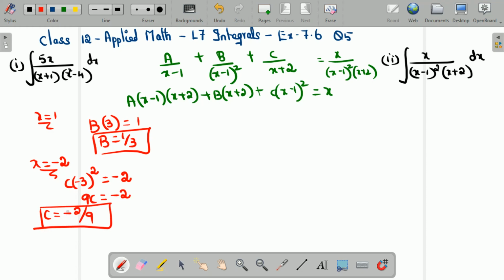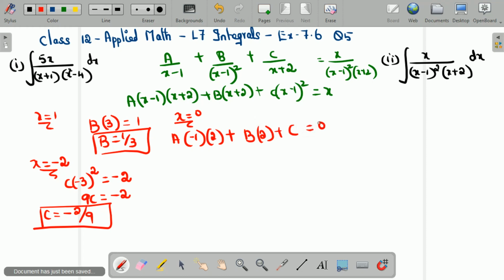Now that you got these values, so whatever you put, there will be an expression. So I'm going to try with a simple value of x is equal to 0. So a into (0 minus 1) is minus 1, plus (0 plus 2) is 2, plus b into 2, and here c into (minus 1) the whole square is plus 1. So this is equal to 0. So minus 2a plus 2b plus c is equal to 0. See, we know the value of b and c. We only need to find the value of a.